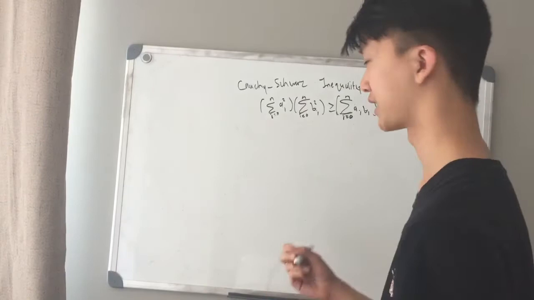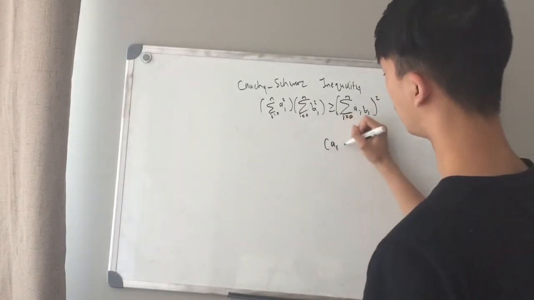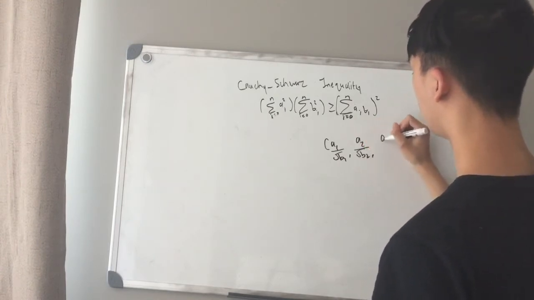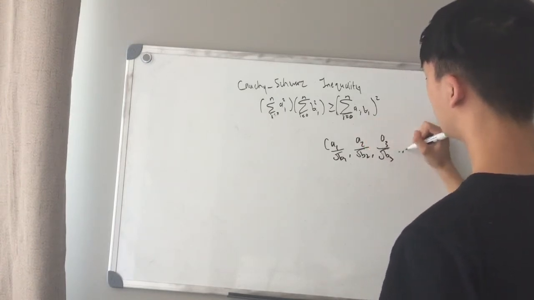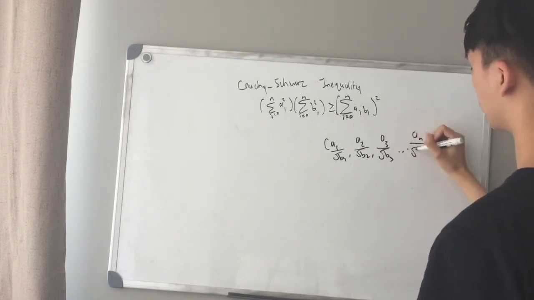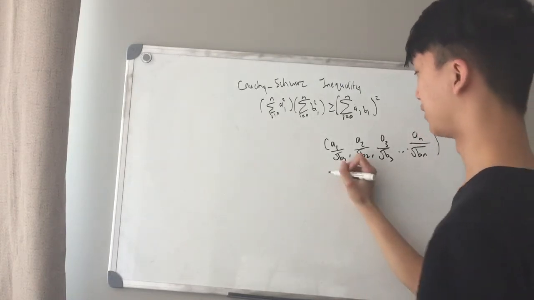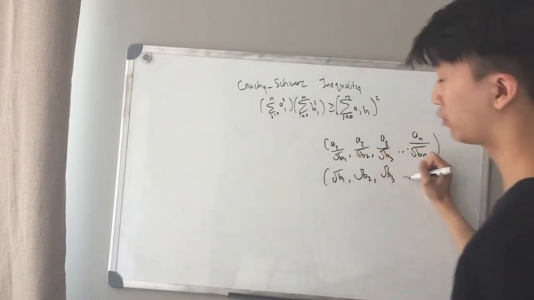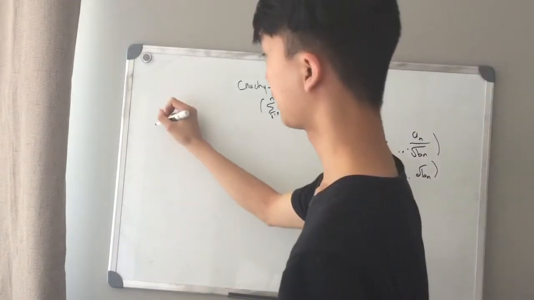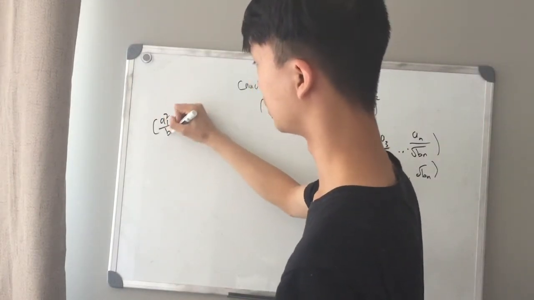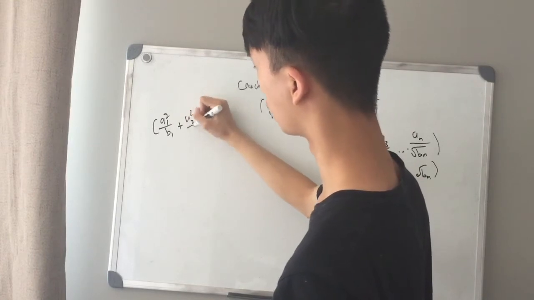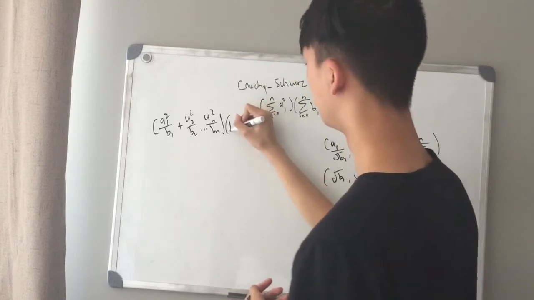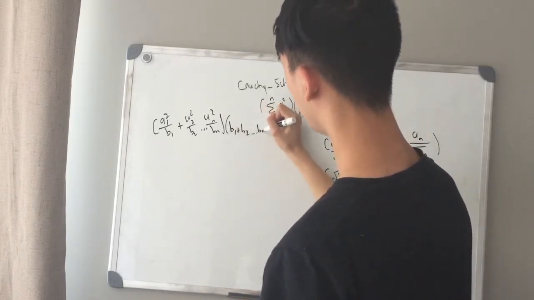So let me show you two sets. Let the first set be a1 over the square root of b1, a2 over the square root of b2, a3 over the square root of b3, so on up to an over the square root of bn. And now let the second set be the square root of b1, the square root of b2, the square root of b3, all the way to the square root of bn. So we get that a1 squared over b1 plus a2 squared over b2 all the way to an squared over bn, times b1 plus b2 all the way to bn.